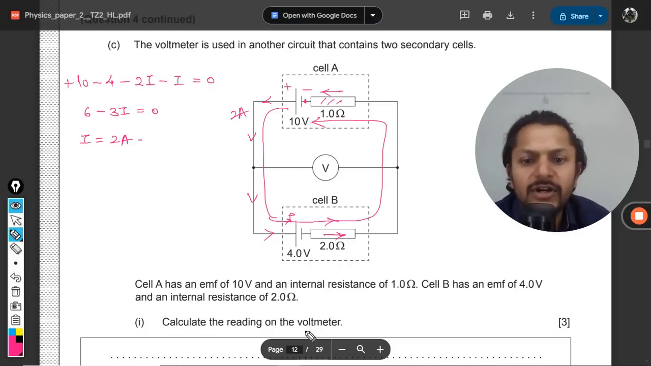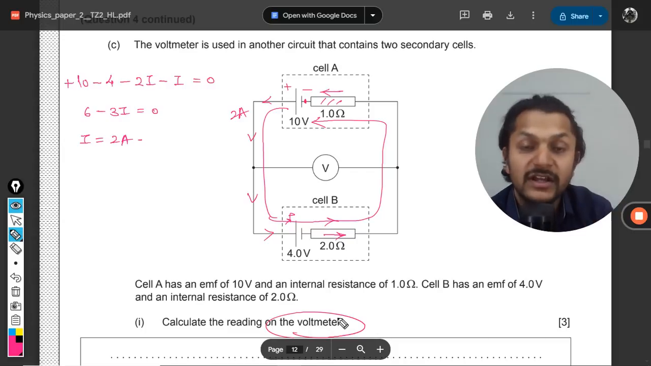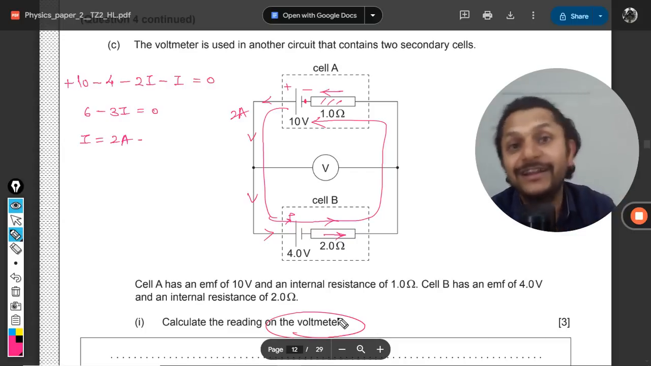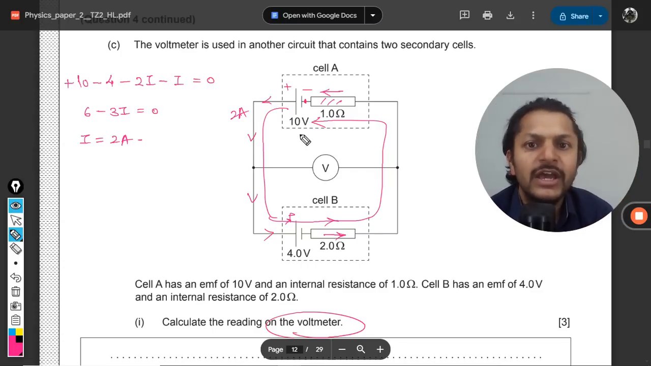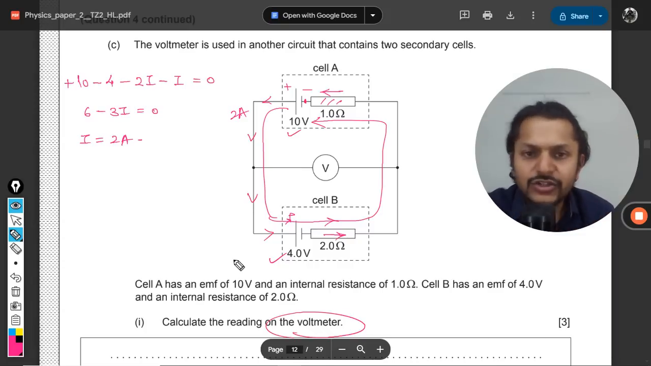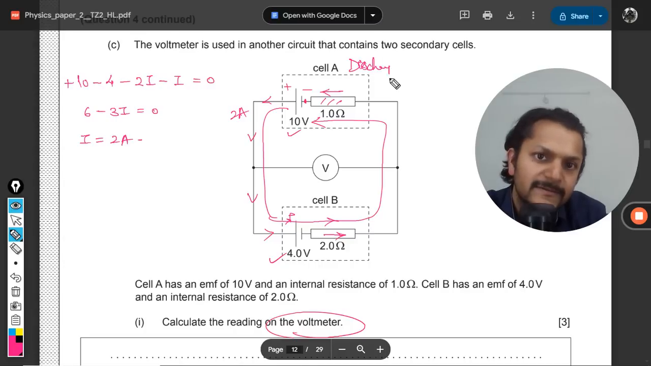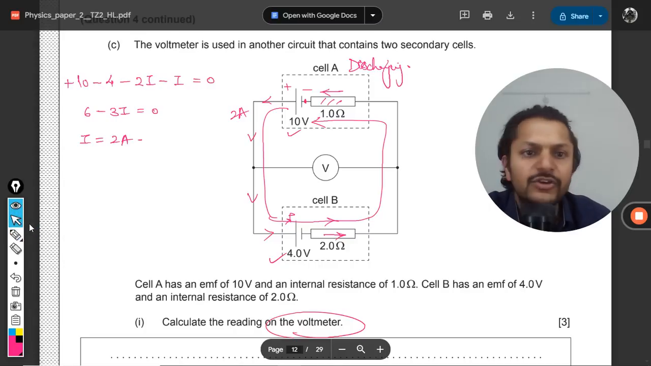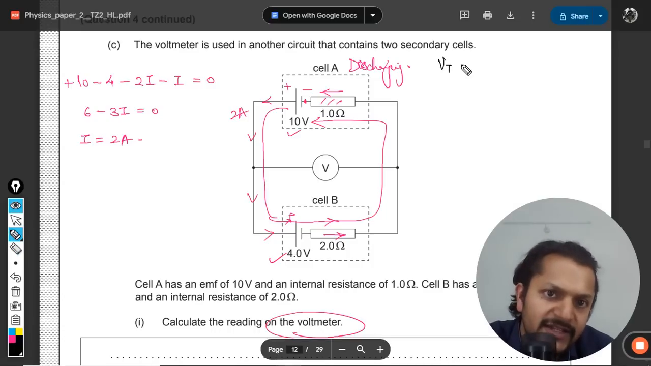Now calculate the reading of the voltmeter. Now there are batteries, there are internal resistances, and current is also passing through it. It means we are not talking about the EMF anymore. EMF is 10 volt here, EMF here is 4 volt, but we want to find the potential difference across both of the batteries. So for cell A, discharging is taking place, and Vt is given by E minus IR.